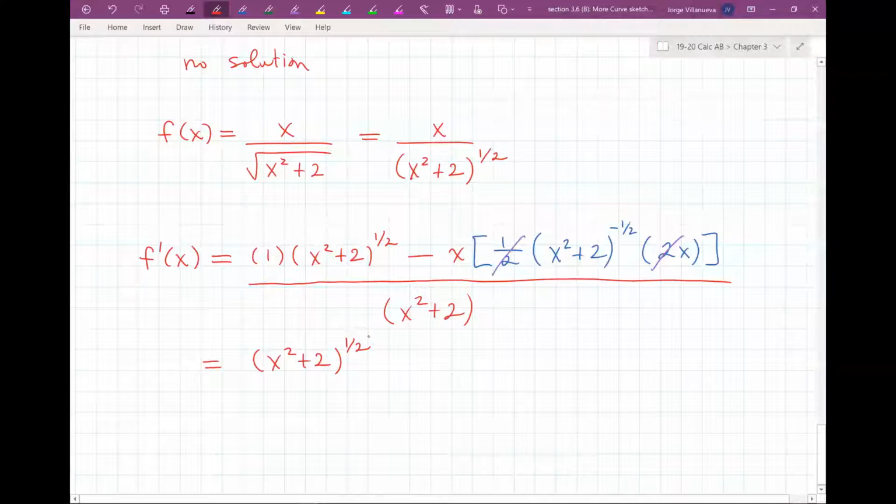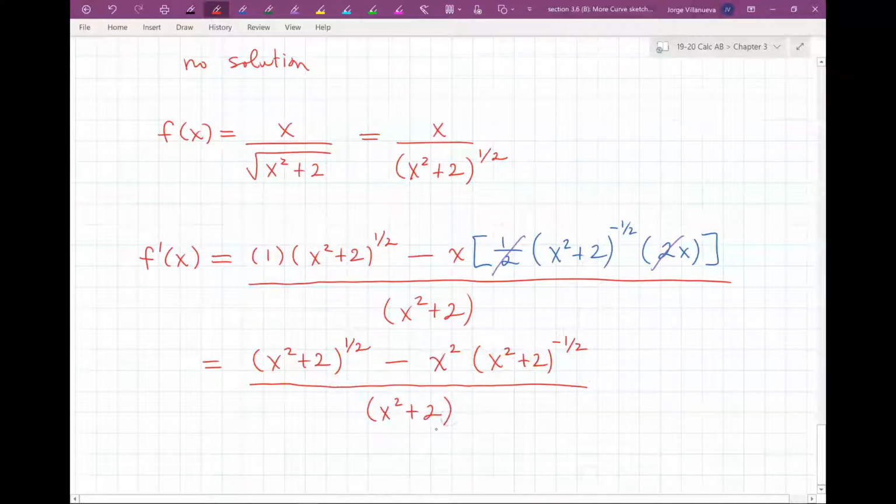So the first terms multiply to x squared plus 2 to the half minus. Now after that I get x squared times x squared plus 2 to the negative half divided by x squared plus 2.